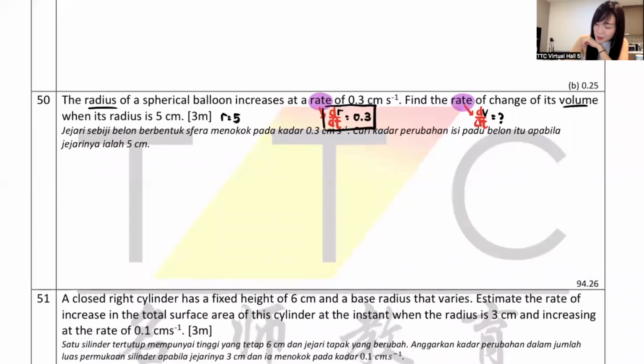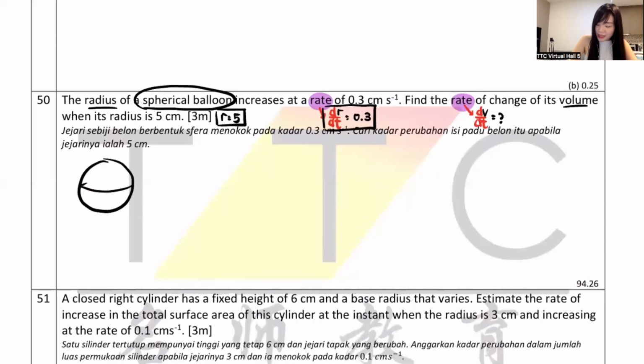This one I write in symbol: r is 5. Before I start, this is a bit different, because this question never gave me an equation. Never mind, at least they tell me the shape they're talking about. I'll draw for you. What object are we talking about? They are talking about a spherical balloon. Spherical means a sphere shape. This is exactly how a sphere looks.